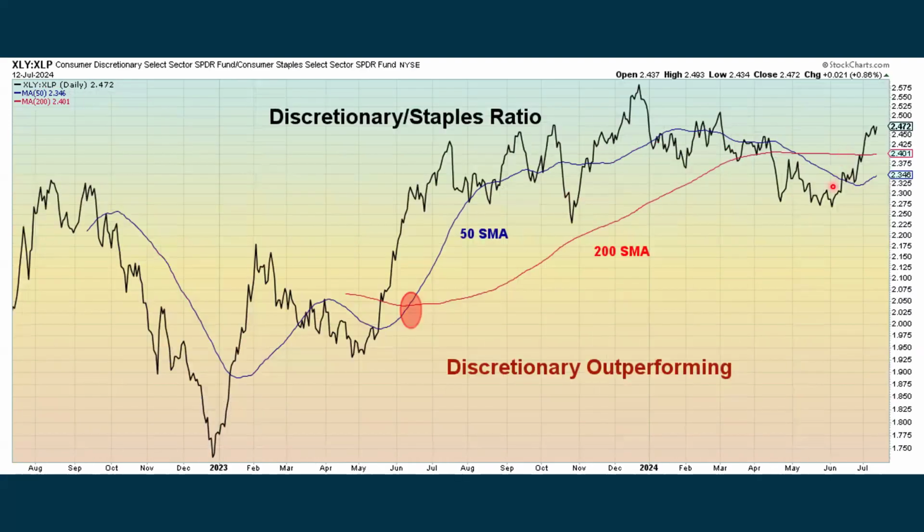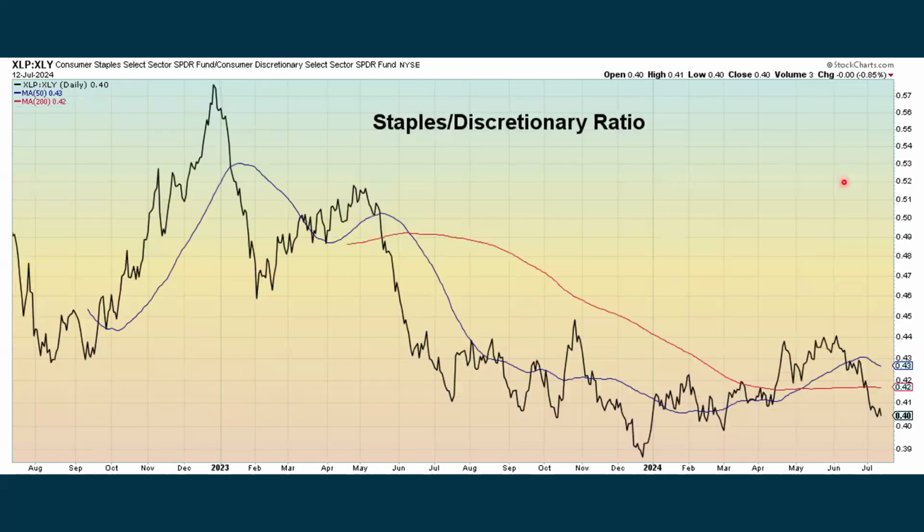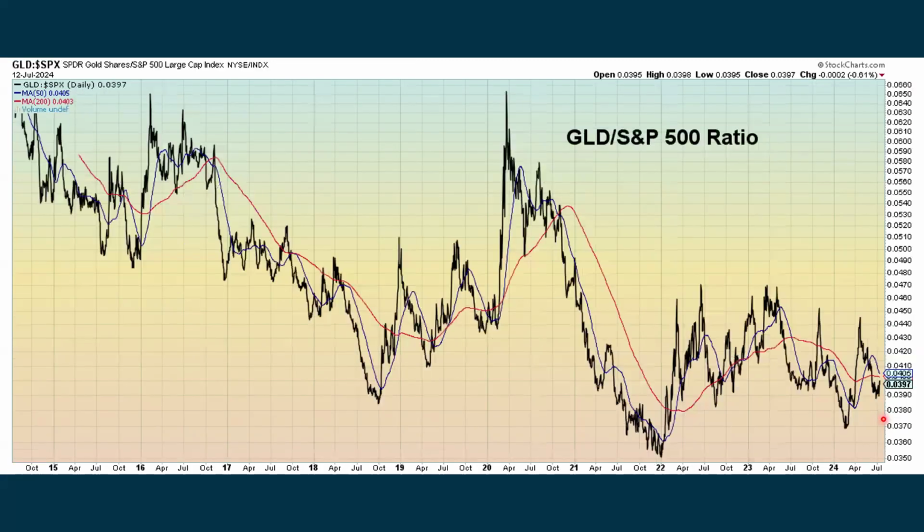Discretionary to staples shows that discretionary is bouncing back a little bit, but it's still in a downtrend when compared to staples with this ratio. And then here's an inverse, showing how staples had been outperforming, although recently they've been pulling back when compared to discretionary. And gold to the S&P 500, not really showing that gold has been outperforming.